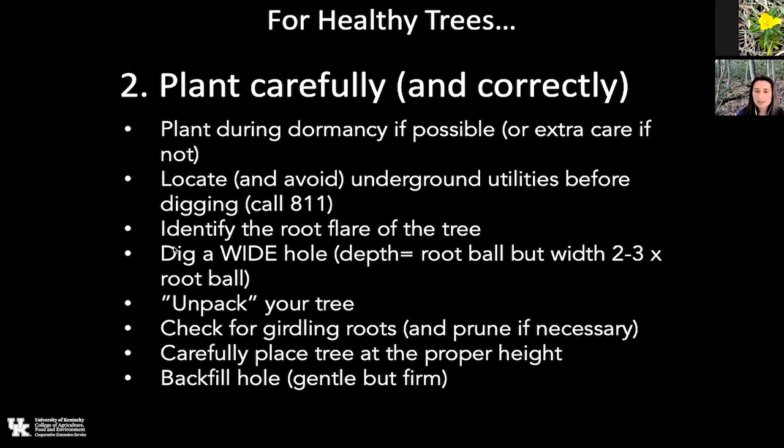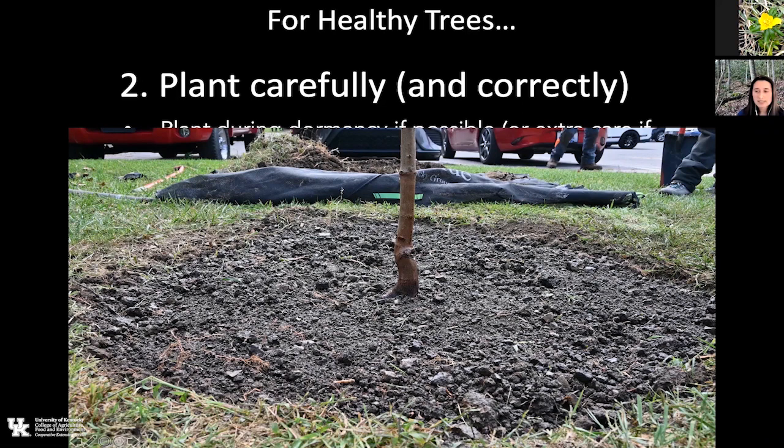And so this is a newly planted tree that I planted last fall. And you can see it's a really wide hole for the site, right? You might be surprised by that. But I think that'll set it up for success going forward. Not that trees can't thrive if they don't have optimal conditions. They do that all the time. But these are kind of my tips for really setting it up for good growth.